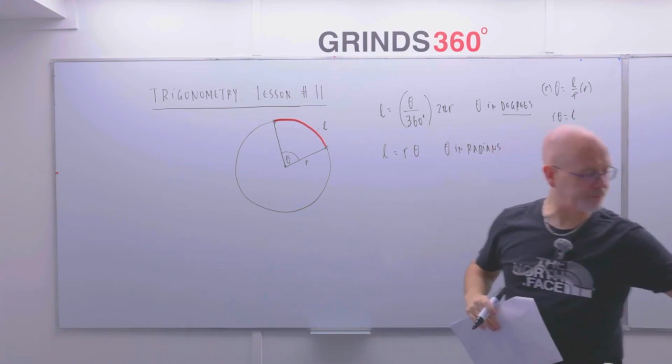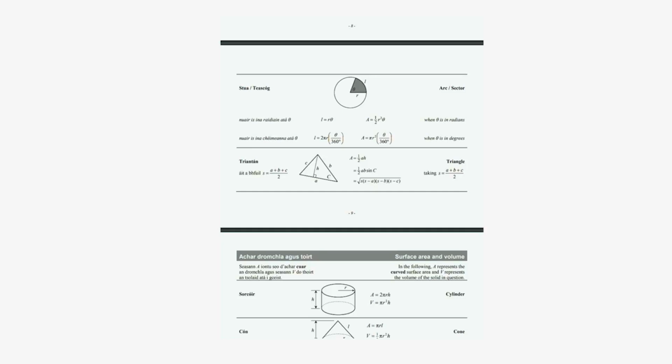Just to remind you, those two formulas are also in the state exams formula booklet. You can see again on page 9, the same page we were dealing with back in lesson 9, where we dealt with the area of a triangle. The area of a triangle formulas are down here at the bottom of page 9. But if you look at the top half of page 9, there are your two formulas for finding the length of an arc.